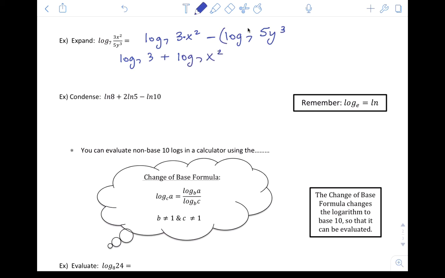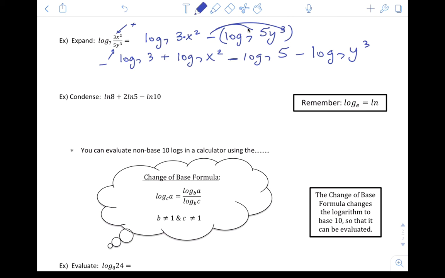If it's in the denominator, because this whole thing was in the denominator, it gets a minus. It's like you're distributing the negative to each component. So you've got subtracting log base 7 of 5 and subtracting log base 7 of y cubed. If it's in the numerator, you're going to add when you break it up. If it's in the denominator, it's really being divided, so you're going to subtract when you break it up, which is why both of those things get to have the subtraction symbol.